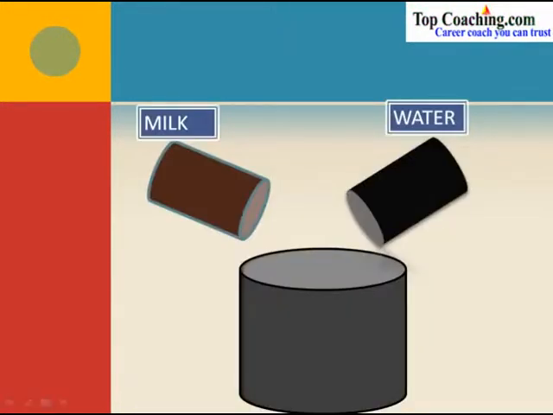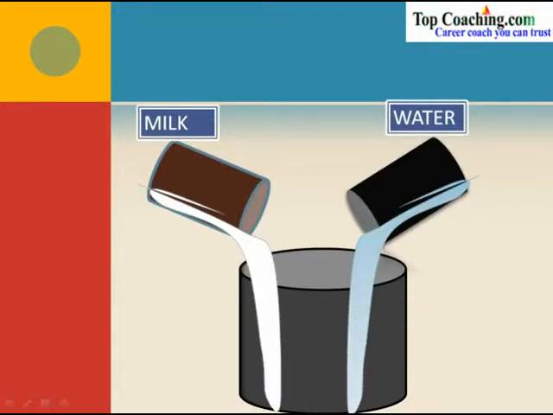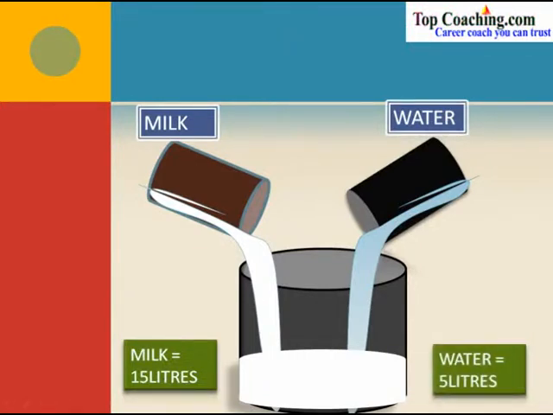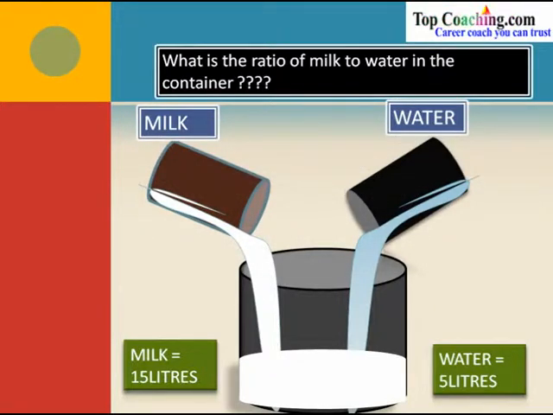Let's take one more example. Let us say that we have two containers, one containing milk and the other containing water, and these two containers are filling this very big container. Now, if milk in this container is equal to 15 liters and water in this container is equal to 5 liters, then what is the ratio of milk to water in this container?